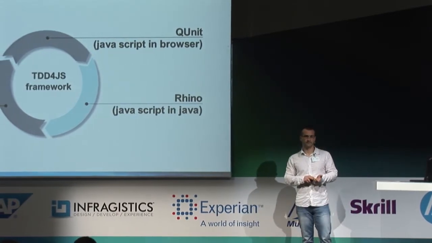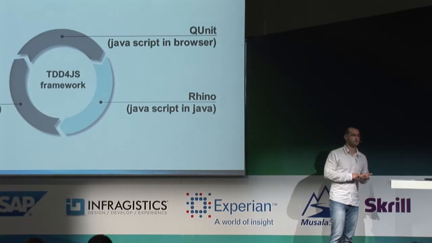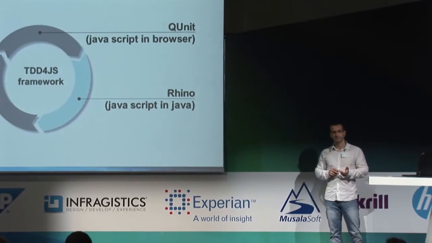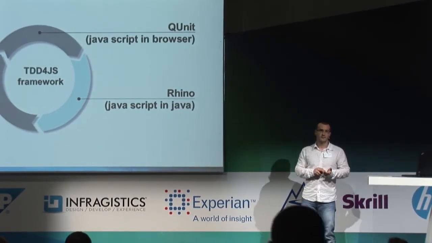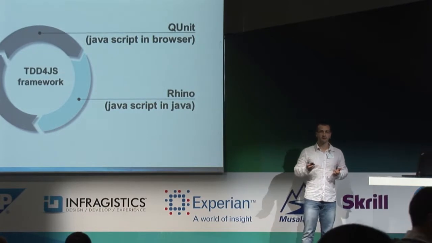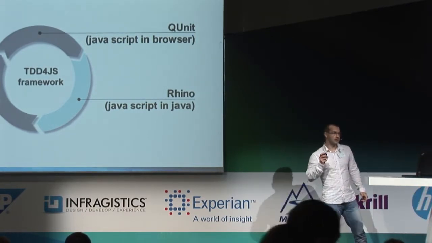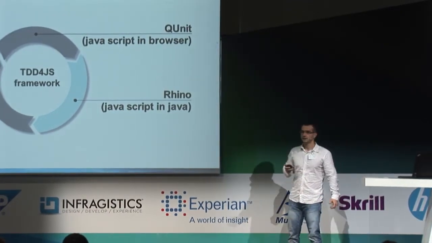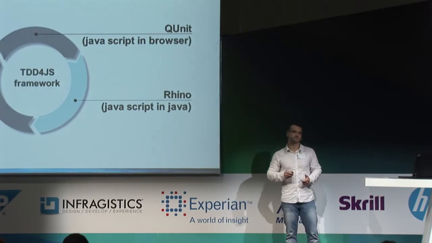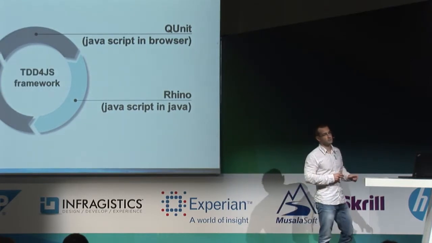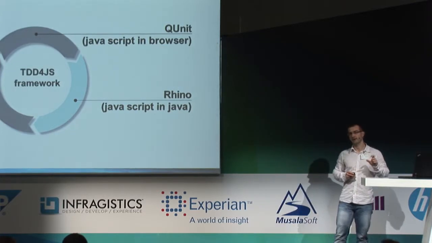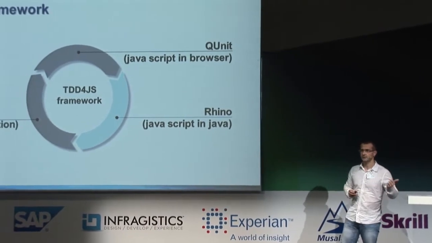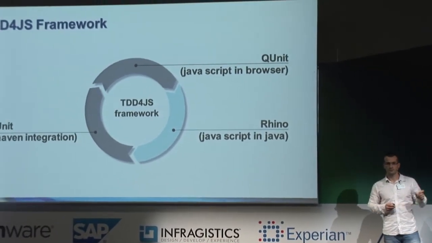First, QUnit. This framework is open source and it allows us to write test-driven development for JavaScript. Next, Rhino. Rhino is a JavaScript engine which allows us to run JavaScript in Java. And finally, JUnit. JUnit has quite nice integration with Maven. So when you run your Maven, it runs all your JUnits and you get an immediate report for the status of your product.